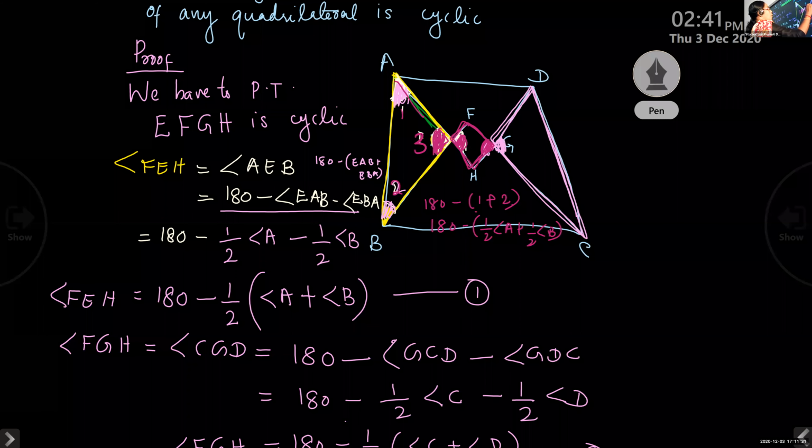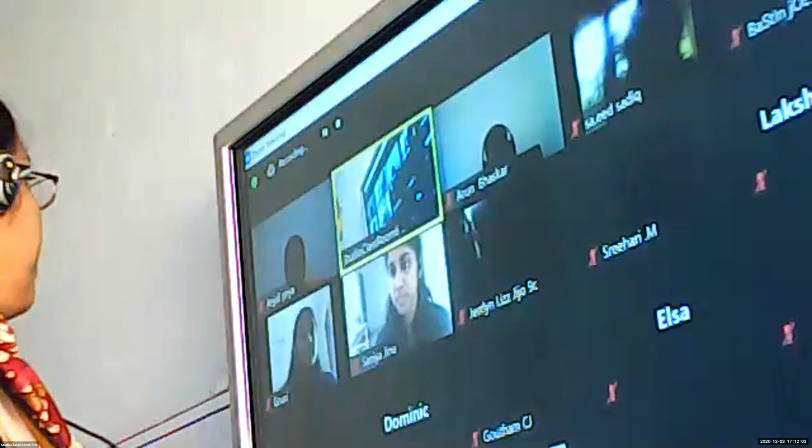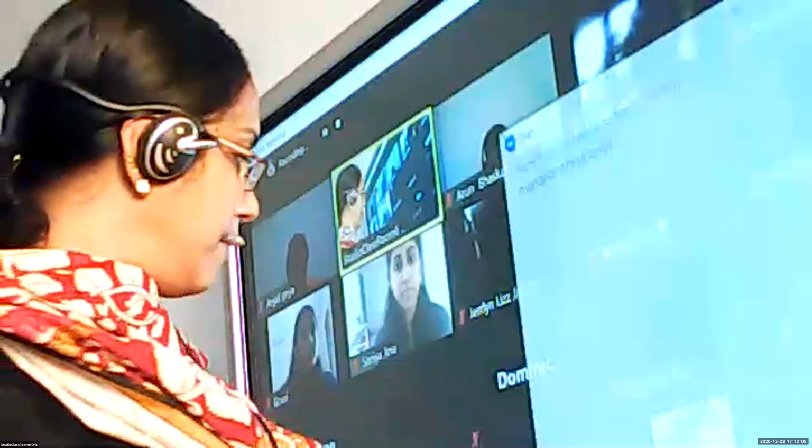Similarly, the other side, this angle, suppose it is angle 4. Angle 4 is 180 minus angle 5 and angle 6. Angle 5 is half of angle C, and angle 6 is half of angle D. Clear, children? So when you add both the equations, you will get 360 minus half of A plus B plus C plus D. That is 360. Now I hope you understood it.